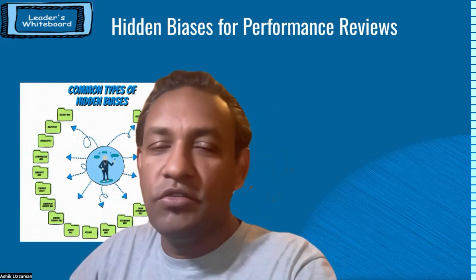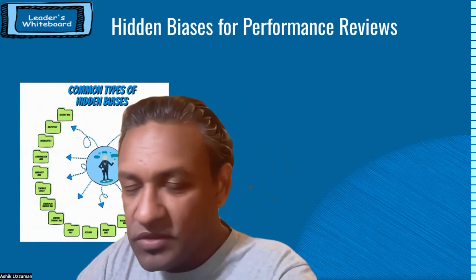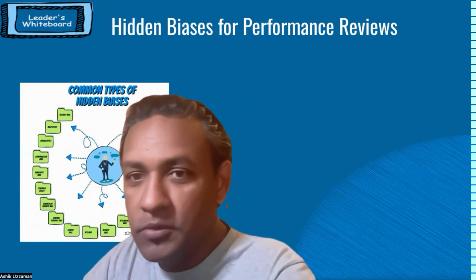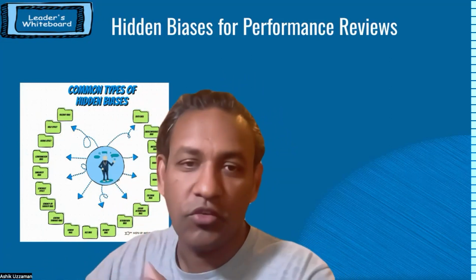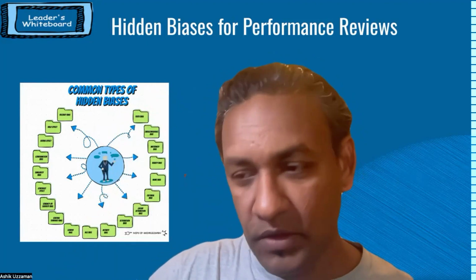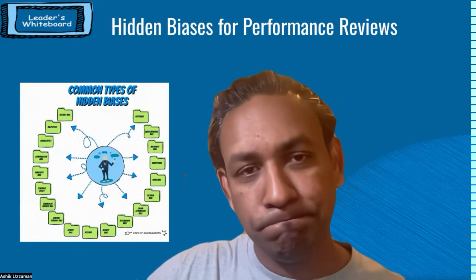So we should evaluate people based on their performance. If the performance is bad, you have to put them underperformer. If it is outstanding, you have to put them outstanding. In both extremes, you have to use them. Don't avoid high or low extremes. That's what central tendency bias talks about.